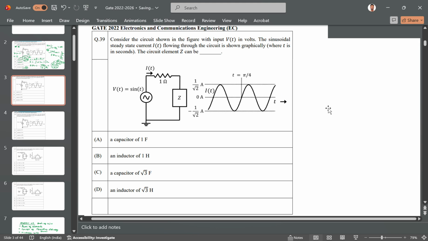Okay, if we discuss this point, before proceeding with this question, I want to point out something. Whenever you see a graphical question, you have to note down all the points that are provided in the graph. In this case, what is provided? The current i at t = π/4 is given as 0 ampere.